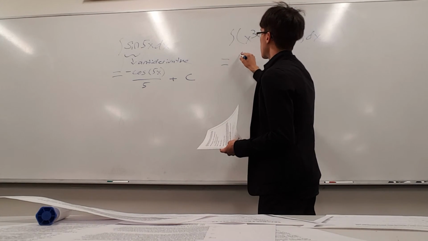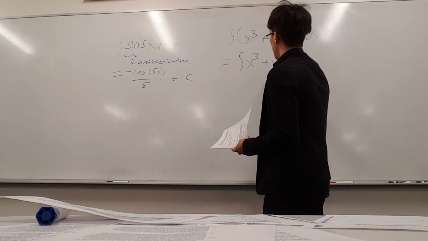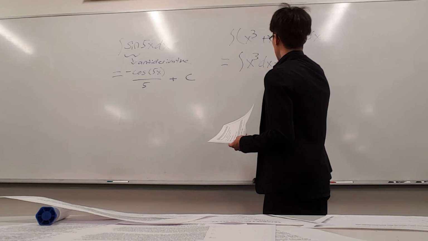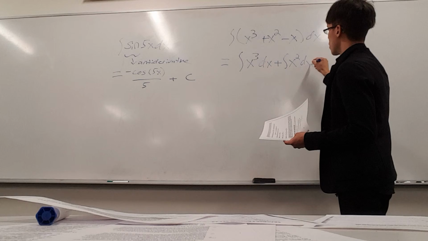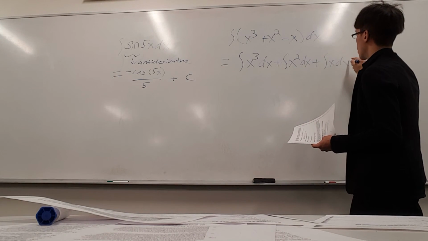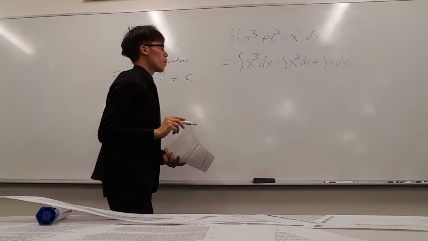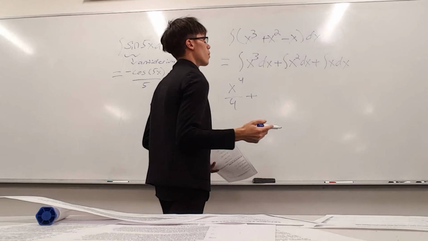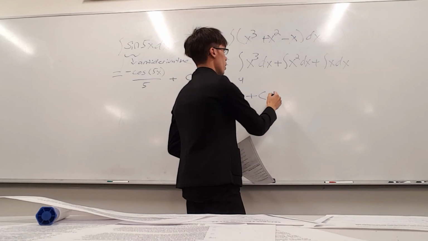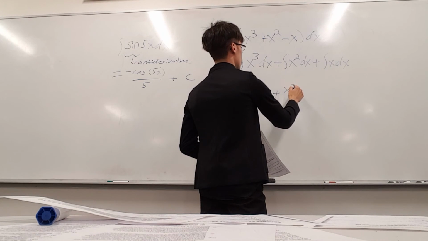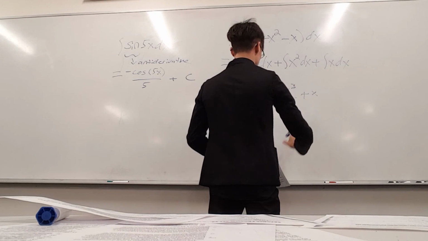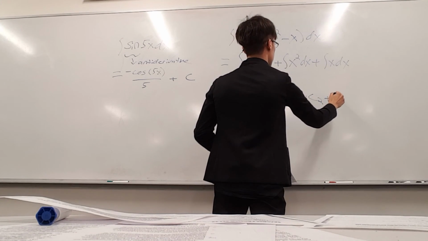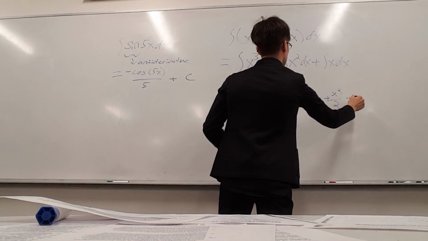So this is going to be equal to the integral of x cubed dx, forgot the dx, plus the integral of x squared dx plus the integral of x dx. And using the power rule, this is just going to be x to the 4th over 4 plus some constant, let's say c1, plus x to the 3 over 3 plus some constant c2, let's call it, plus x squared over 2 plus some constant c3.